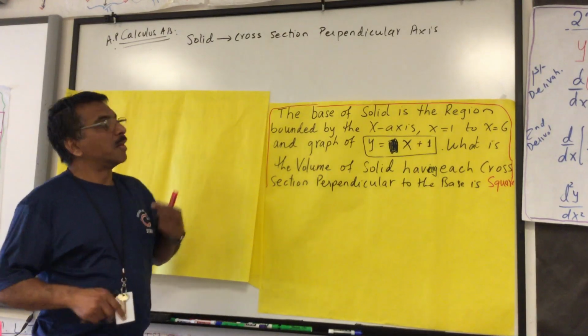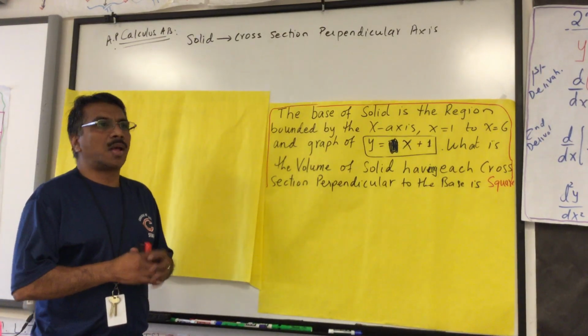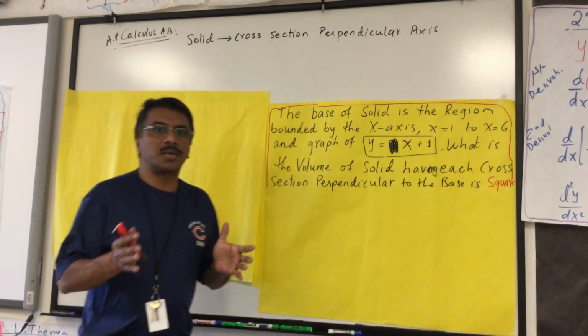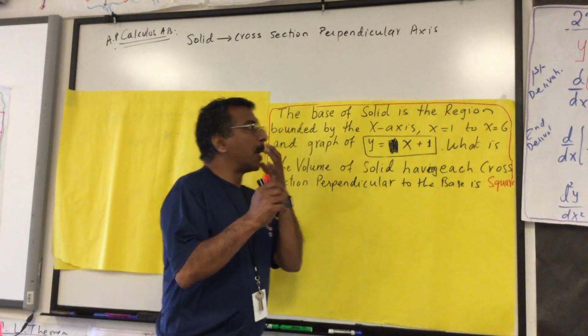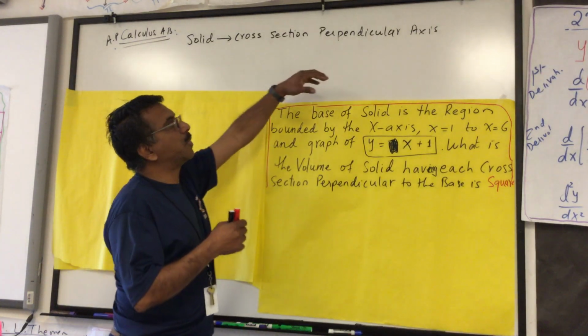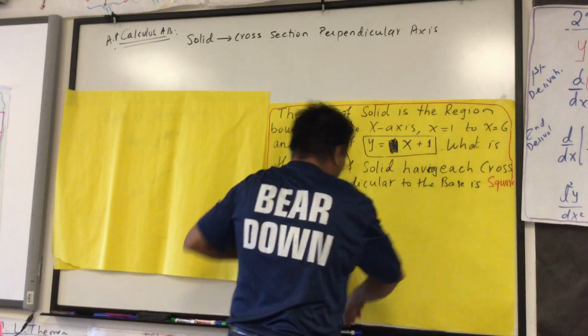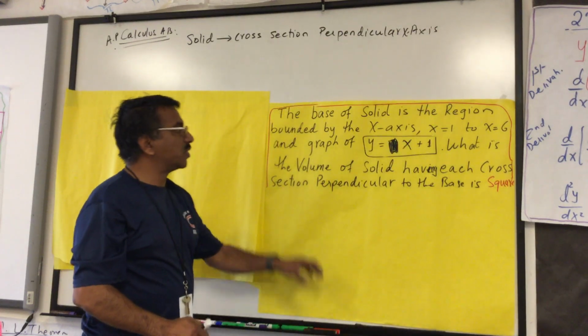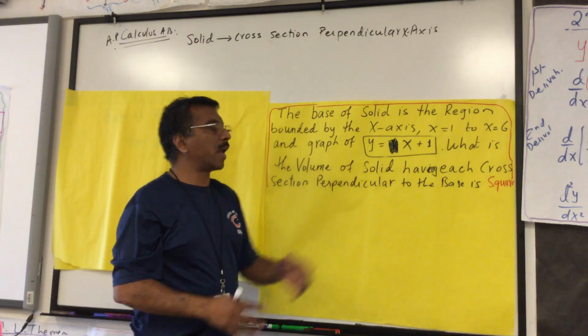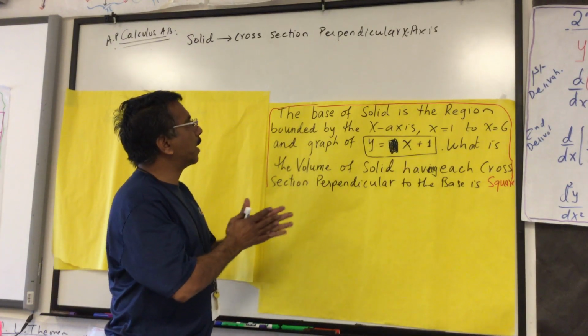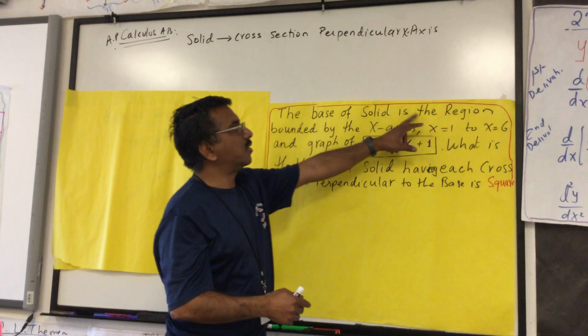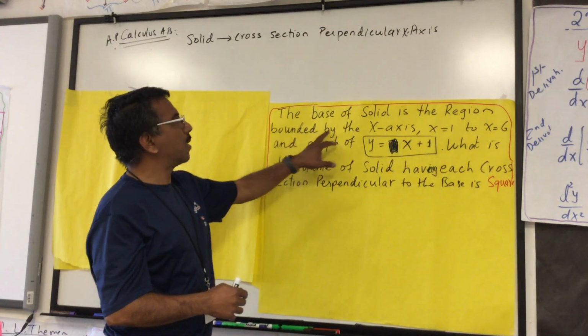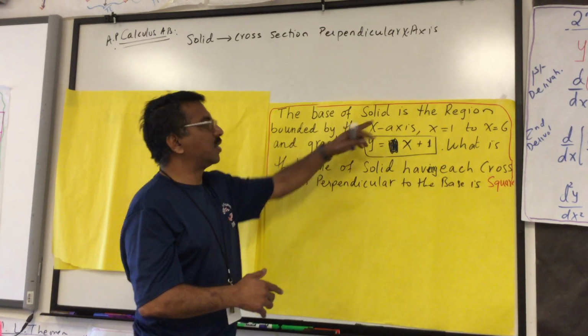Today I want to show how to figure out the volume of a solid whose cross section is perpendicular to the x-axis. So let me go directly to a problem which is typically asked for the AP Calculus AB. That is, the base of a solid is a region bounded by the x-axis.